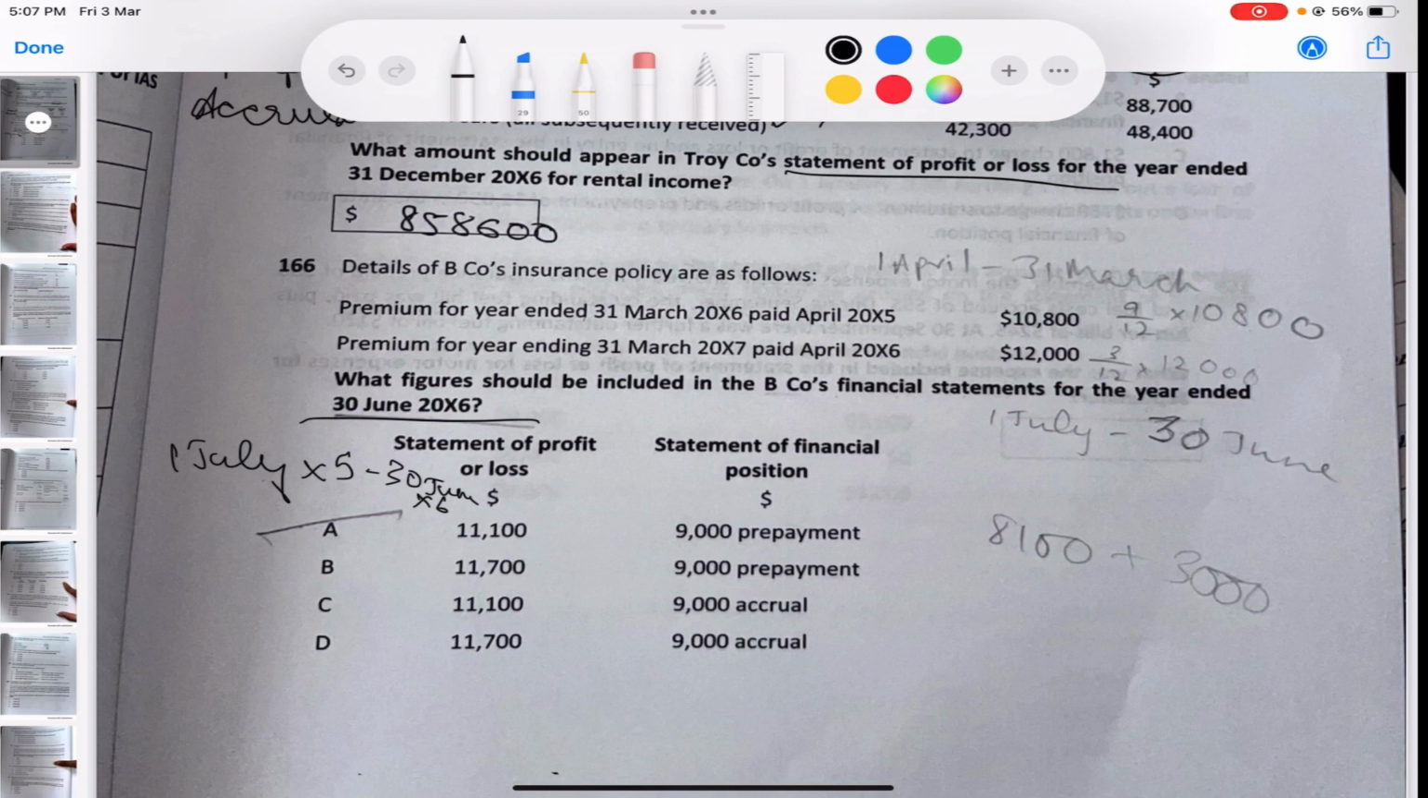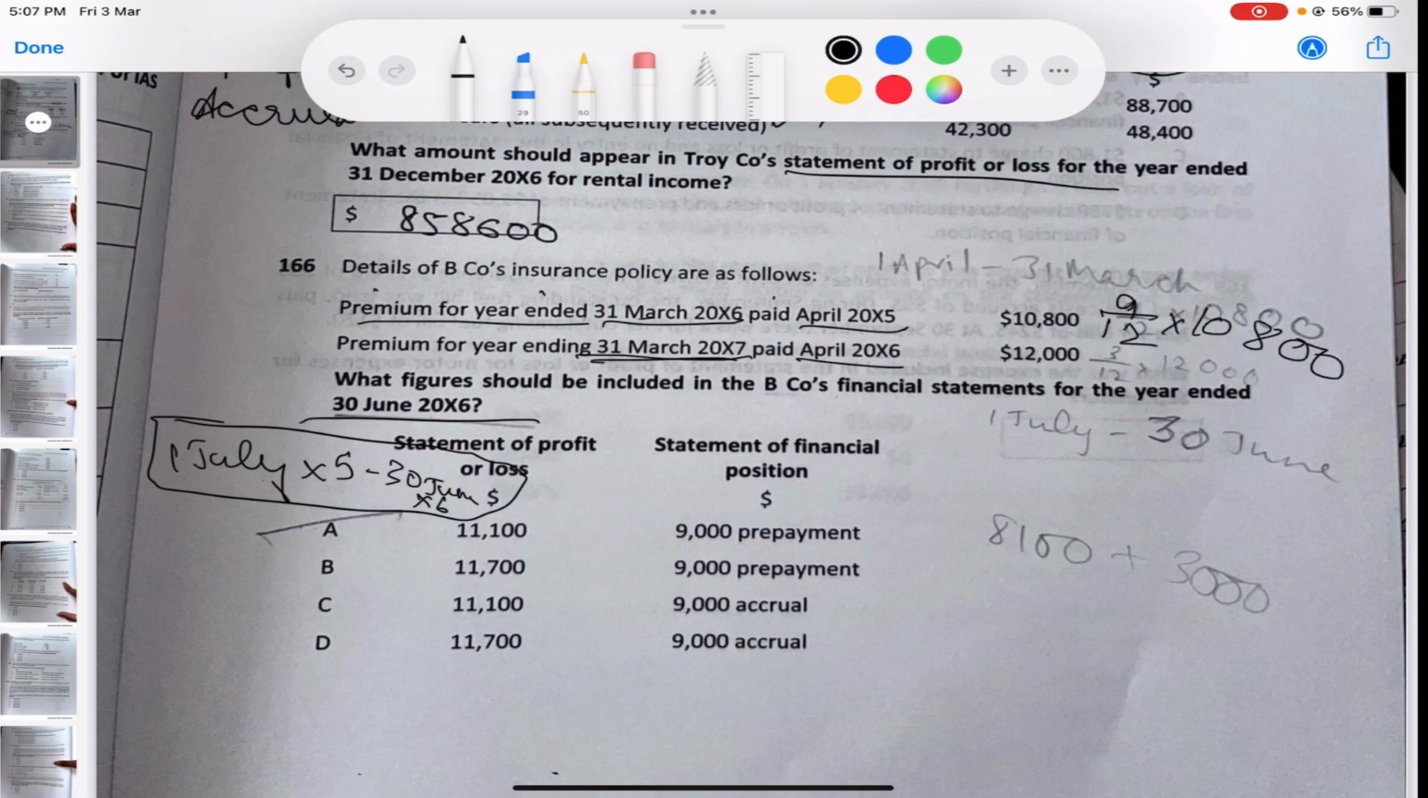Let's read the question. Details of B company is as follows. Premium for the year ended 31st March 2006 is this much, and premium for the year ending 31st March 2007 is this much. So how are you going to get the thing? You need from July 5 to June 6. So July, August, September, October, November, December, Jan, Feb, March. So you need 9 into 12 of 10,800 over here.